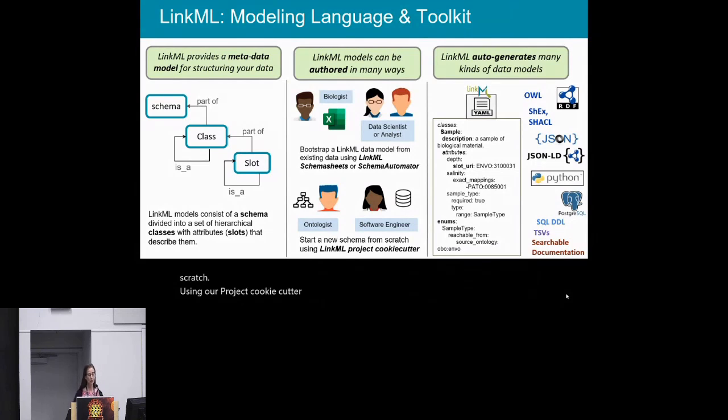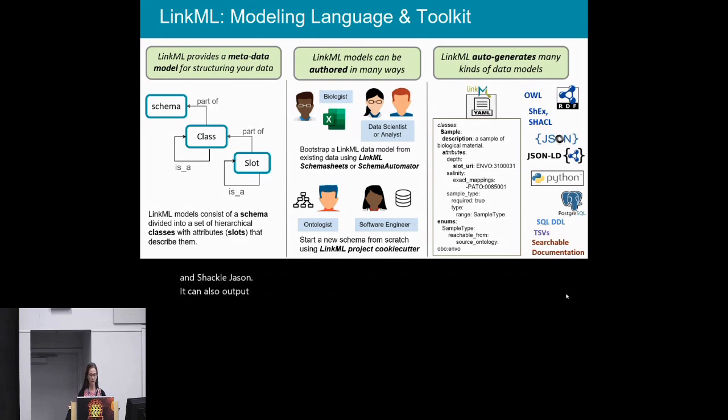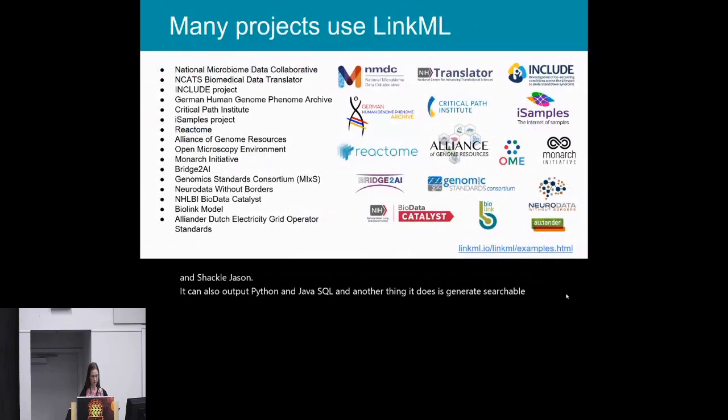And LinkML can then auto-generate many kinds of data models. It has a LinkML YAML format. There's a little sample of that on my slide. But it also is conversant in many other popular formats that are used to share data, including OWL, ShEx and SHACL, JSON. It can also output Python and Java, SQL, and another thing it does is generate searchable documentation.